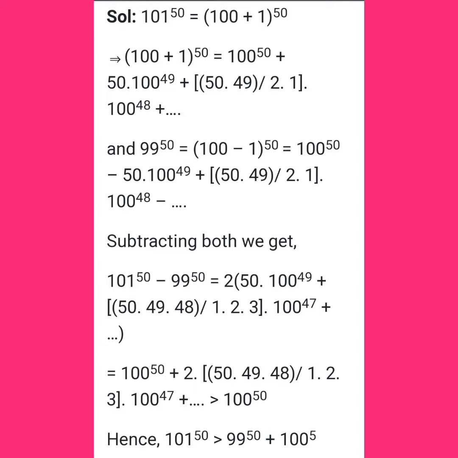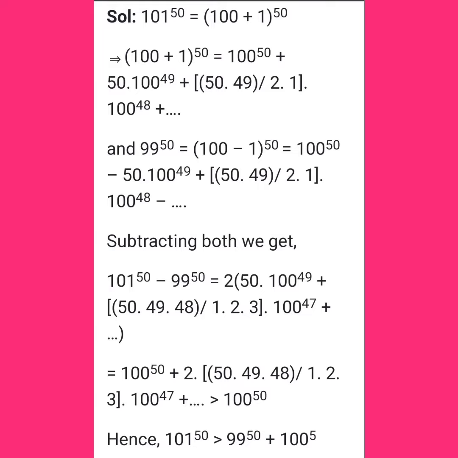Now, this is another very interesting problem. Let us see. Consider the numbers 101 power 50 and 99 power 50. Now, let us find out the relation between 101 power 50 and 99 power 50. So, this is the problem.